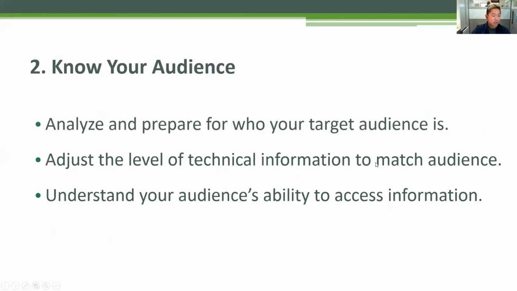Understand your audience's ability to access the information. This is kind of a big deal in the sense that because we work with rural Californians, California Indians, they might not have access to certain luxuries that we have in the cities, and that may hurt how they're getting this information. You want to make sure that how you're sharing your information is an accessible method.